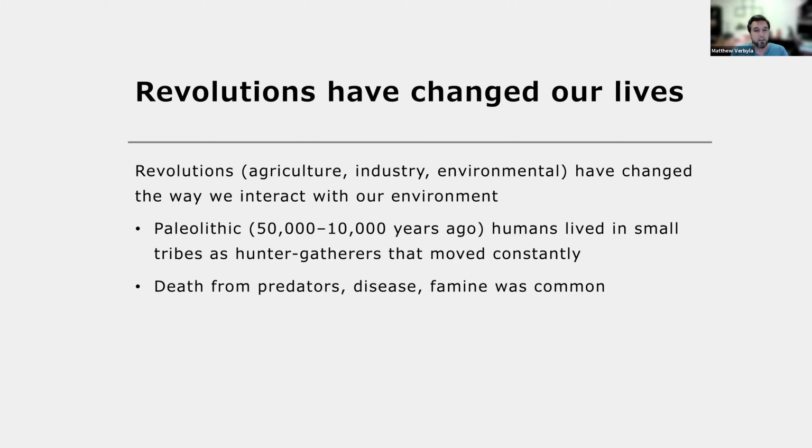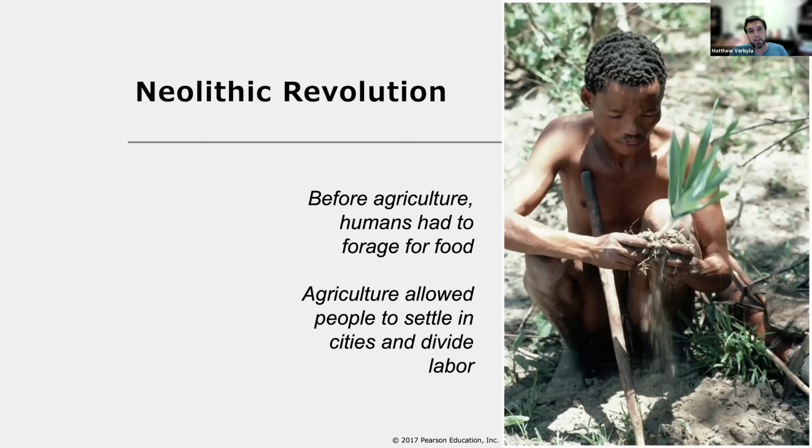So for example, during the Paleolithic period, 50,000 to 10,000 years ago, humans lived in small tribes, mostly as hunters and gatherers, and they were constantly moving. It was very common for these humans to experience death from predators, death from disease, and also famine. However, the Neolithic Revolution sort of changed all that, right? Before agriculture, humans had to forage for food, but agriculture allowed people to settle into cities and to divide up labor, allowing humans to settle and form larger populations.